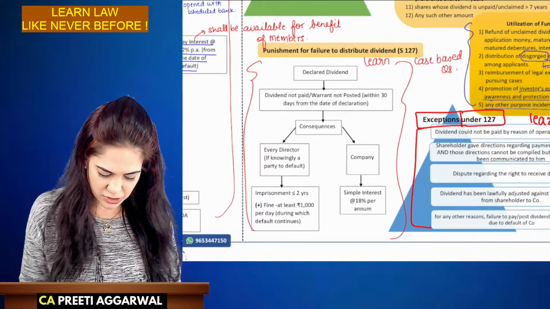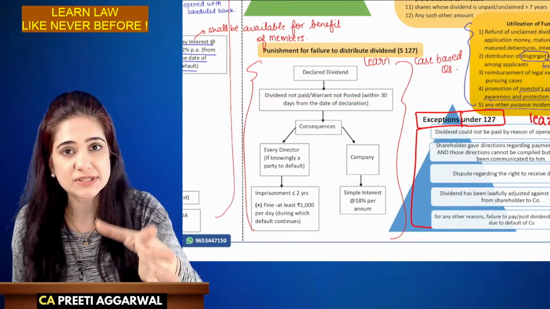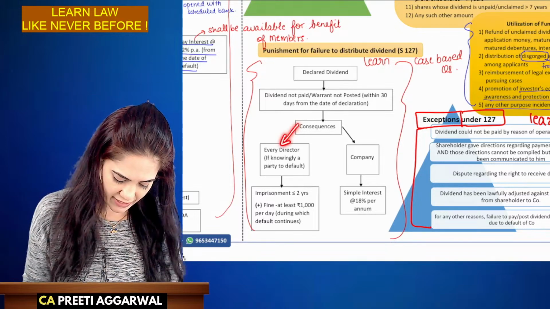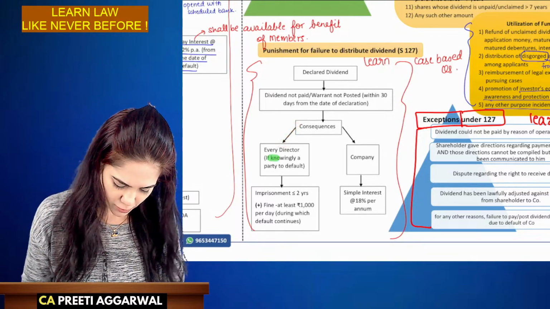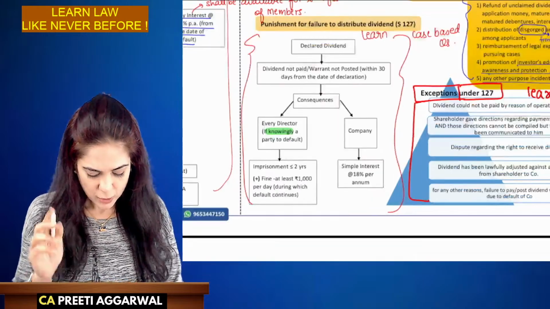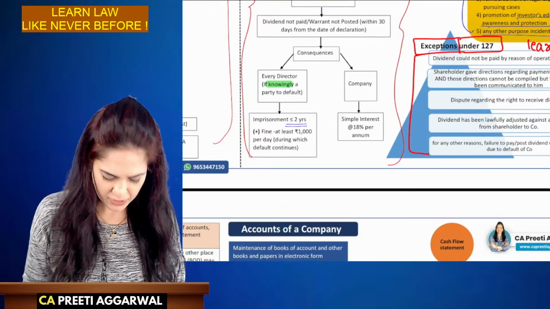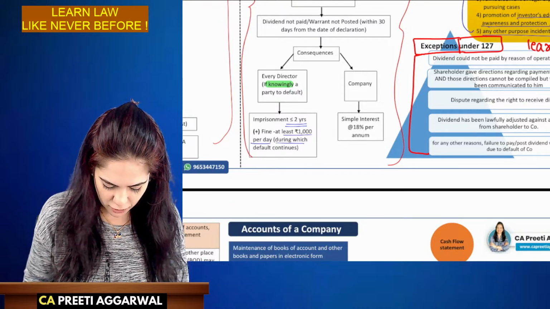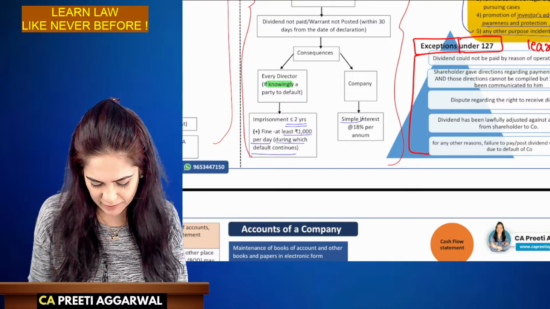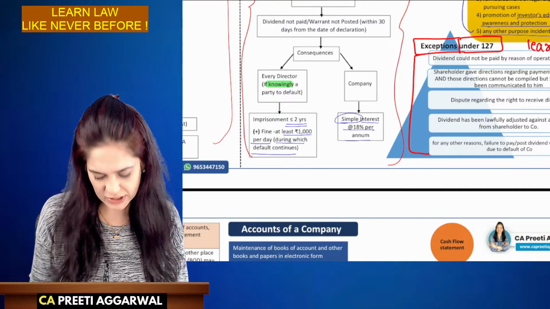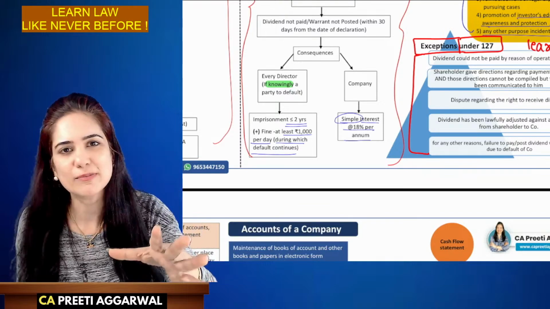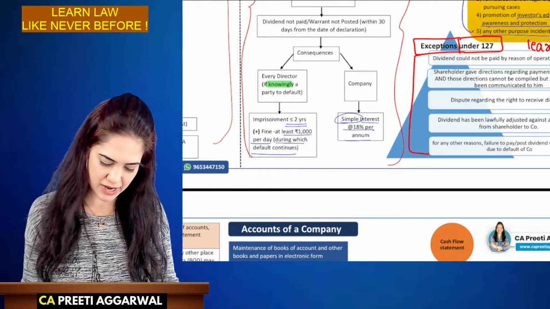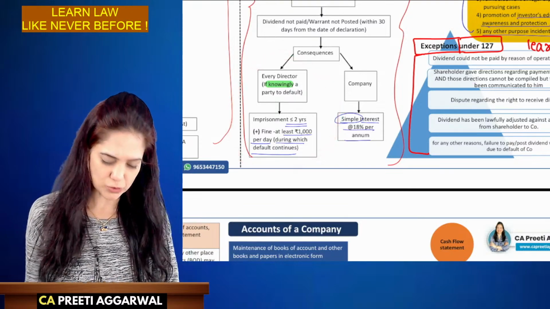In case the dividend is not paid or even the warrant is not posted, every director who knowingly, okay, this is important, who knowingly was a party to the default will be punished with imprisonment up to 2 years, and a fine of at least 1,000 rupees per day of default. The company will be liable for simple interest at the rate of 18%. So you have to pay the amount along with interest, and the directors will also be subject to imprisonment.